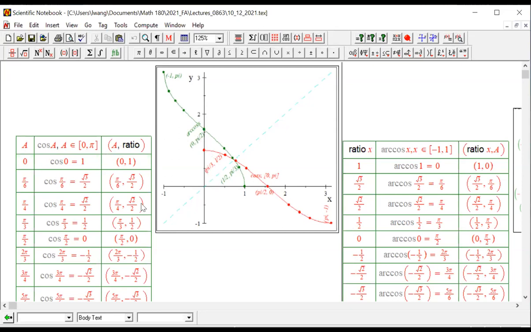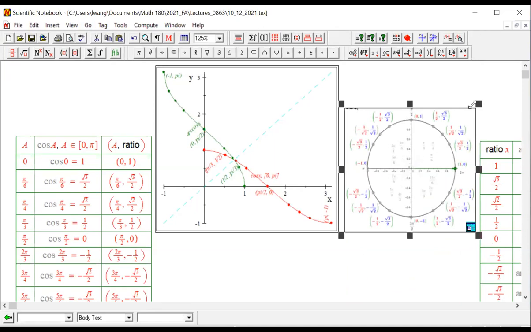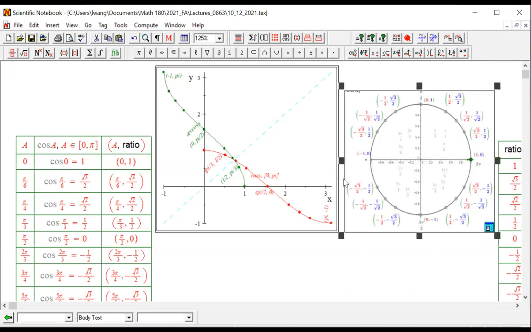For that piece, the input is angle, the output is what? The output is ratio. Okay? The input is angle, the output is ratio. For example, for pi over 3. Let me bring that over here. How do we plot the points of pi over 3?